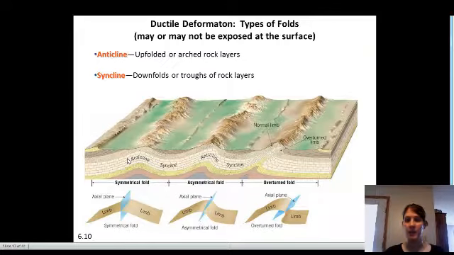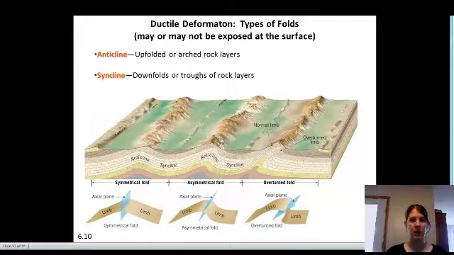There are different types of anticlines. I meant anticlines. There are multiple types of anticlines and synclines. You have your symmetrical, which is where if you drew an axial plane, or if you drew a line right through the middle of the peak, it would be identical on the left and on the right. Okay, so like this one right here is identical on the left and the right, same with the syncline.